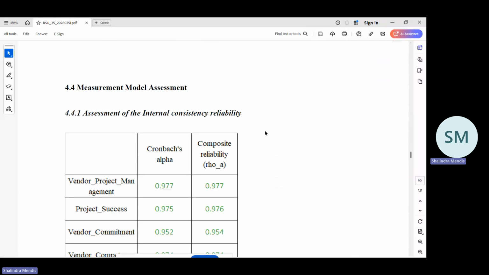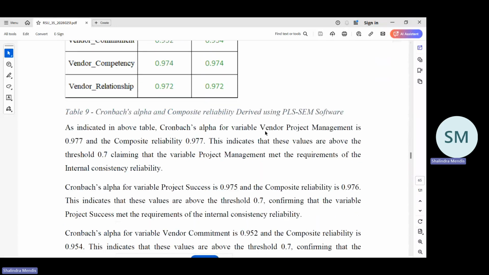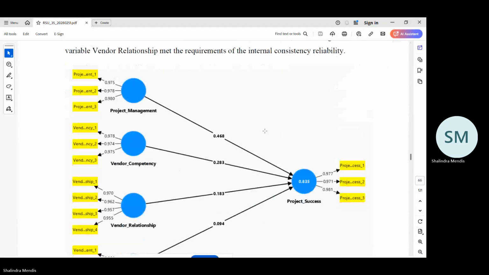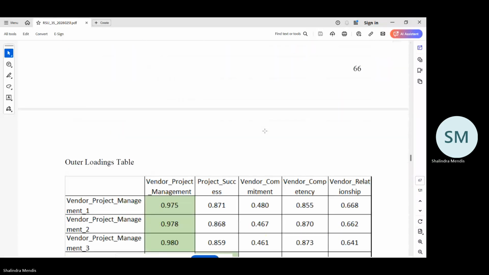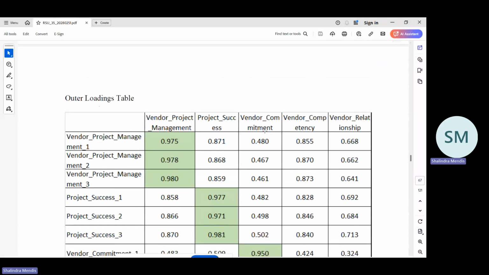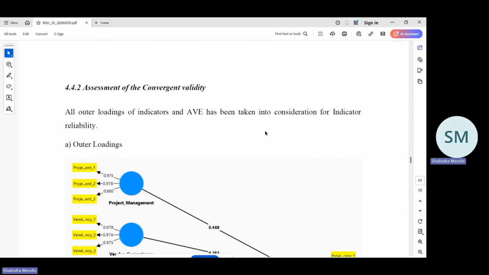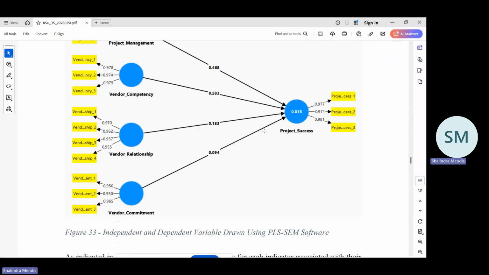In the measurement model, Cronbach's alpha and composite reliability. An interpretation of it. This is the model which I have drawn in the PLS-SEM system. I have put a video as to how to draw the model, outer loadings, how to generate the outer loadings. I have given it in my YouTube video. Assessment of the convergent validity. All the computations are in my YouTube video.